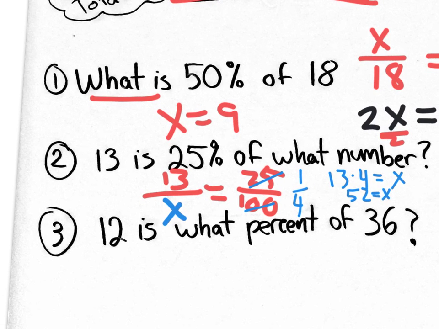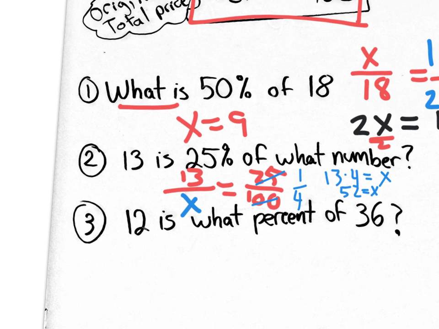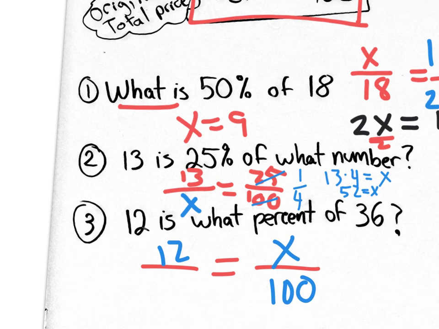Okay. 12 is what percent of 36? So you remember, you have your proportion. Is over of equals percent over 100. So we have 12 is, so 12 is on top. What percent? You don't know the percent over the 100 of 36. 36 is where the of belongs.